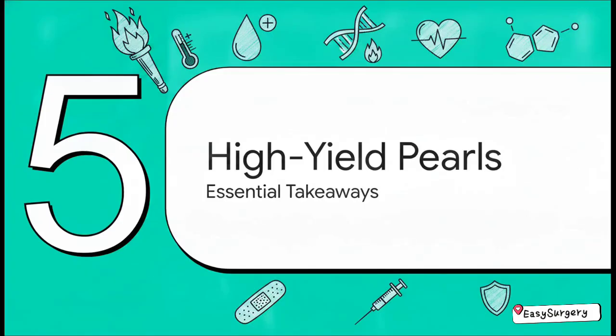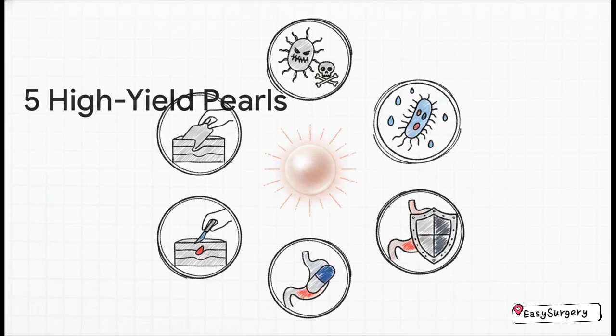Finally, Section 5, high-yield burn pearls. Look, if you've zoned out at any point, tune back in right now. If you only remember one slide from this entire explainer for your upcoming exam, let it be this one. Lock these 5 points in your memory.